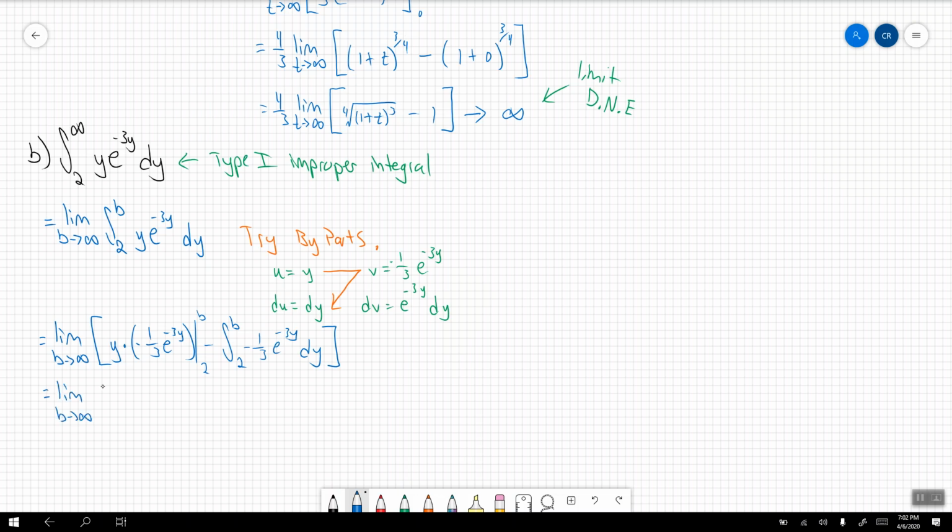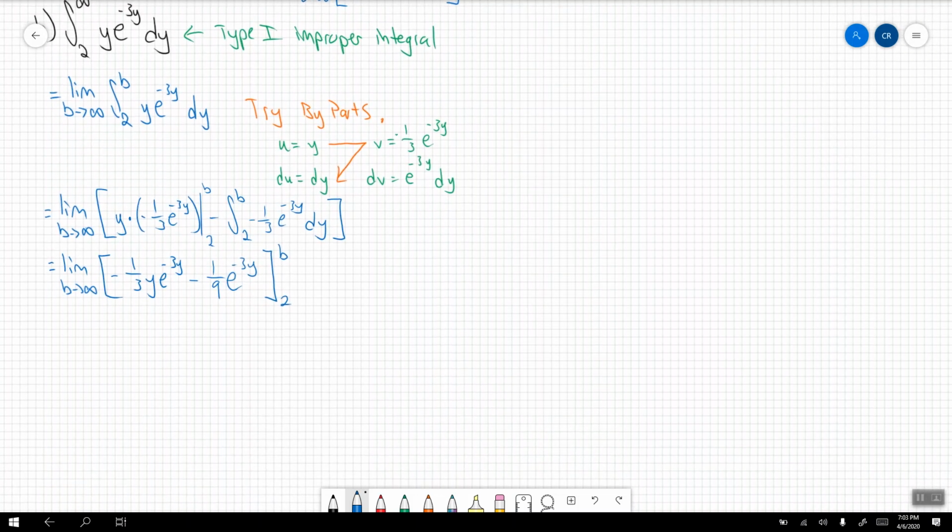Limit as b goes towards infinity. This is now going to be negative 1/3 y e to the power of negative 3y, and I'll evaluate all of this from 2 to b in just a little bit. Negative times a negative, so it's a positive so far. But then I need to take an antiderivative again. So this is going to be negative 1/9 e to the power of negative 3y, all evaluated from 2 to b. And that's a positive, so that's a negative. All right, when I integrate, yeah, looks good.